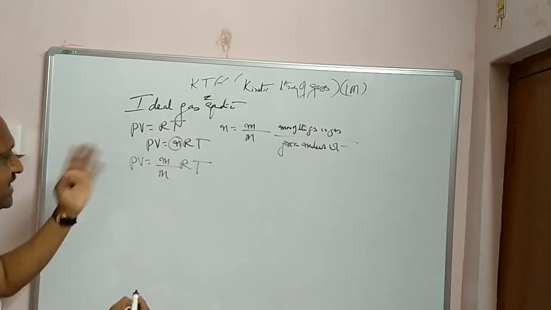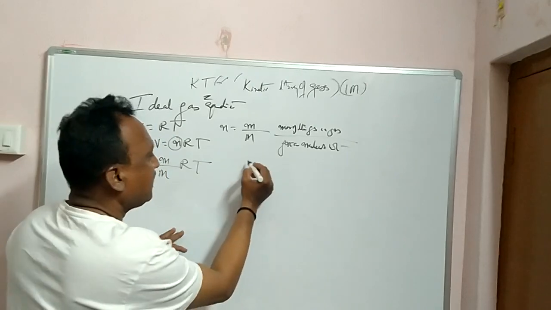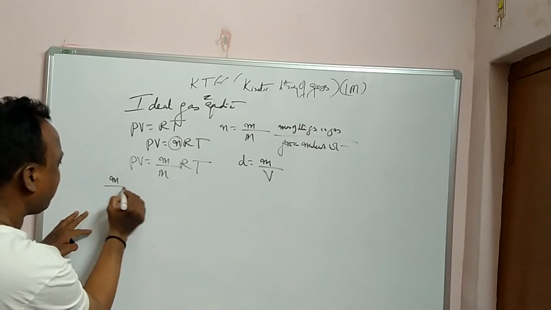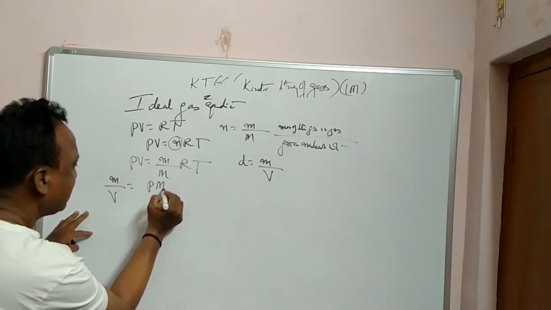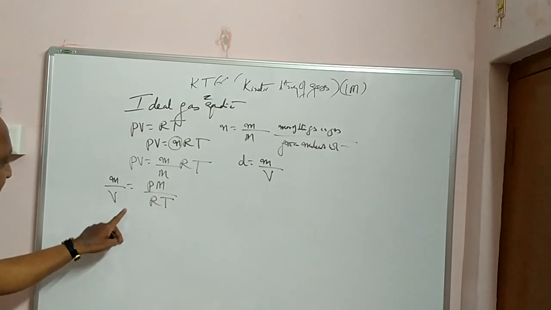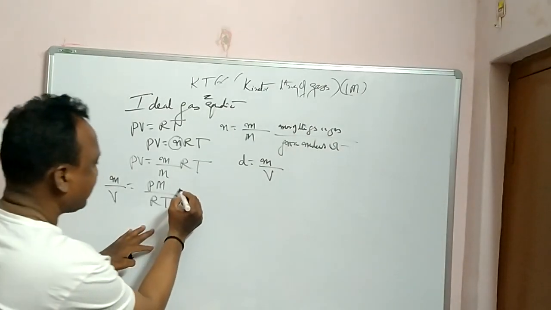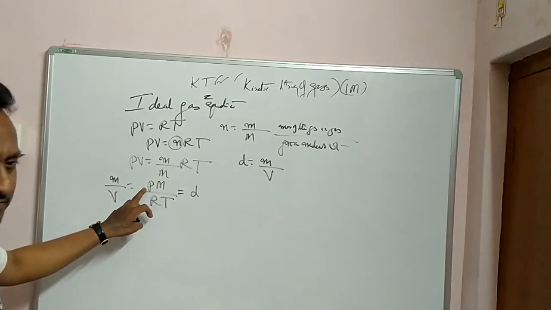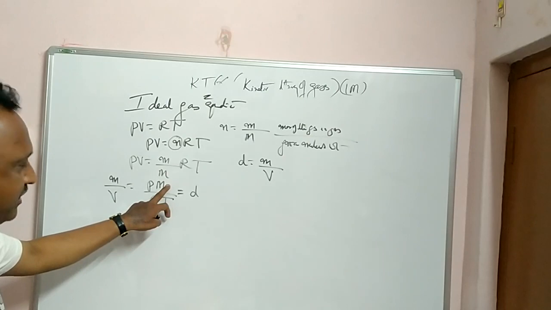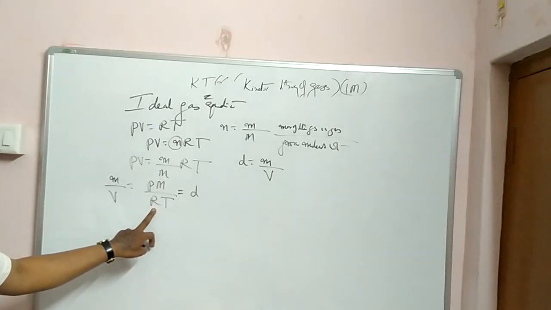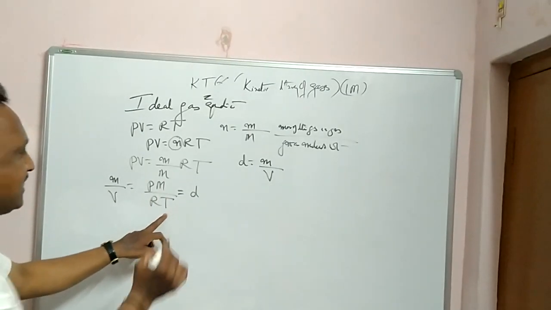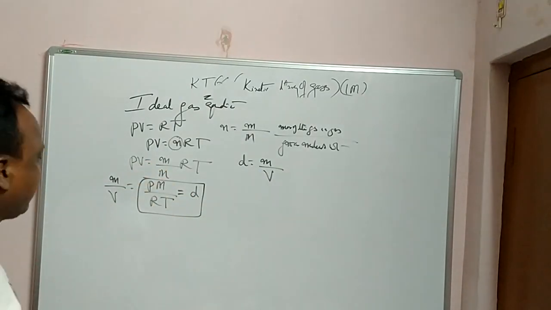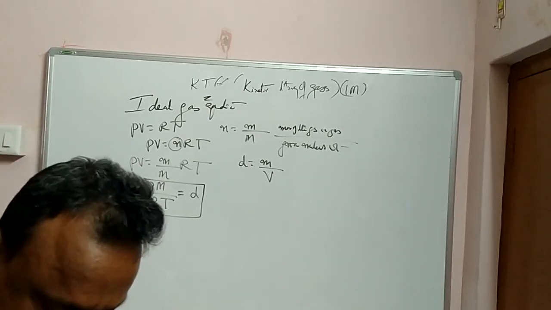You can see from this you can change it in terms of density. What is density? Density is nothing but mass per volume. So if you take mass per volume, then the equation goes as d = PM/RT. So in terms of density, it is written as PM by RT. Here P is the pressure of the gas, M is the gram molecular weight, R is the gas constant 8.314 joule per mole Kelvin, and T is the absolute temperature. This is a very important equation in terms of density. Please note it down.